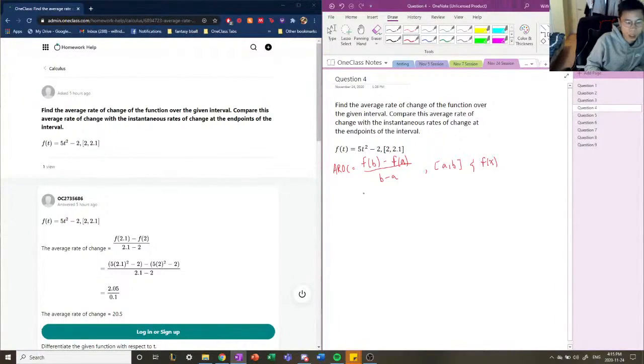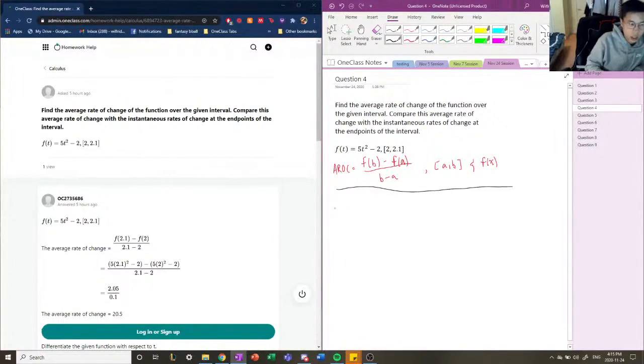Okay. And so this question is asking us to find the AROC of this function over this interval, and to compare it to the instantaneous rate of change at the endpoints of this interval. Okay. So let's calculate the AROC first. Okay.